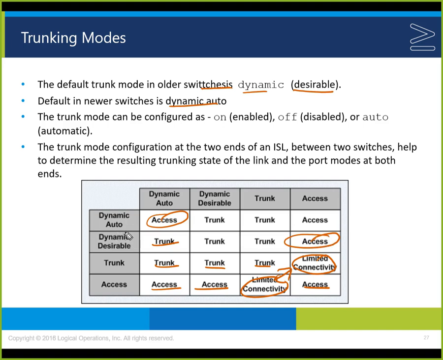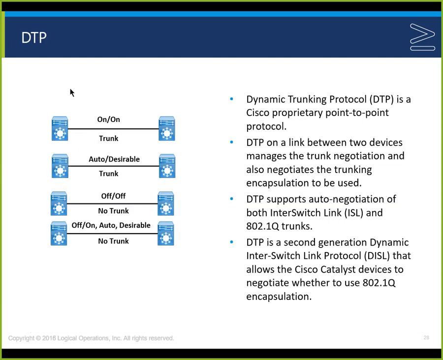You can also configure these things as nonegotiate. Auto and auto is going to be an access, so if it's desirable or a trunk, it's going to become a trunk port. But those are the things, and that is one that you probably ought to have some idea of, how those things work in becoming trunk ports.